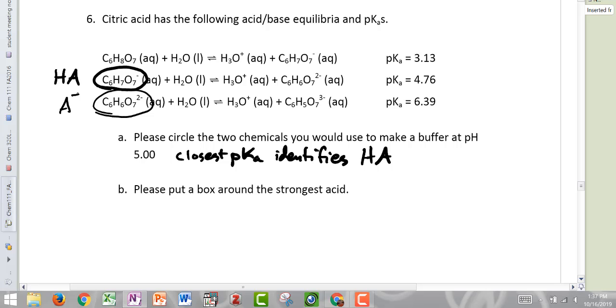Could the A minus be the product of that? Yeah, that's fine, because it's the same chemical. That's okay with me, as long as you identify the right chemicals. If you look through the practice exams, you'll see this written out a bunch of different ways. So in general, find the pKa, because that's HA, then find A minus, and then decide where they are and get the right data.